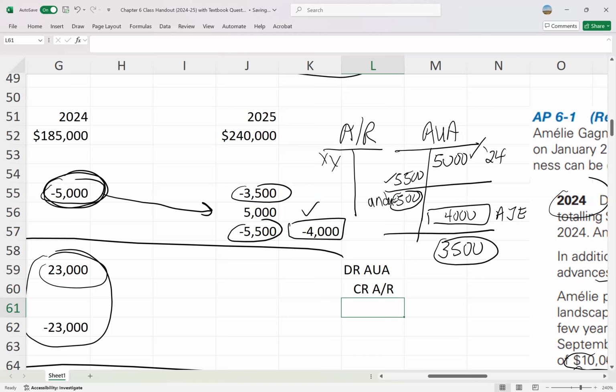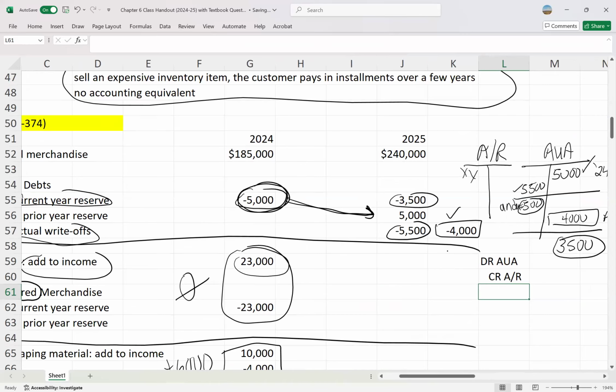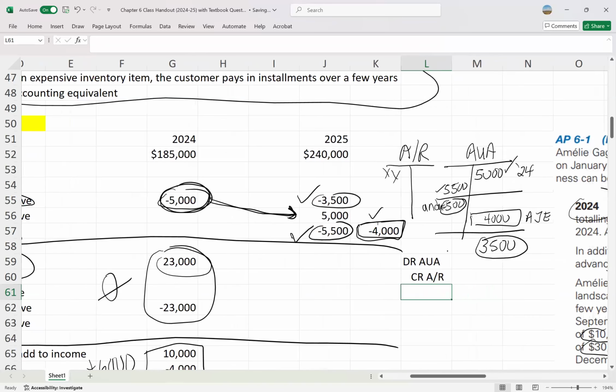So as long as we follow these three steps, we add back last year's reserve, we deduct actual write-offs that we made this year, and then we deduct the reserve at the end of the year. The overall effect, minus 4,000, will equal the bad debts expense for accounting purposes. Any questions about the reserve for doubtful debts?